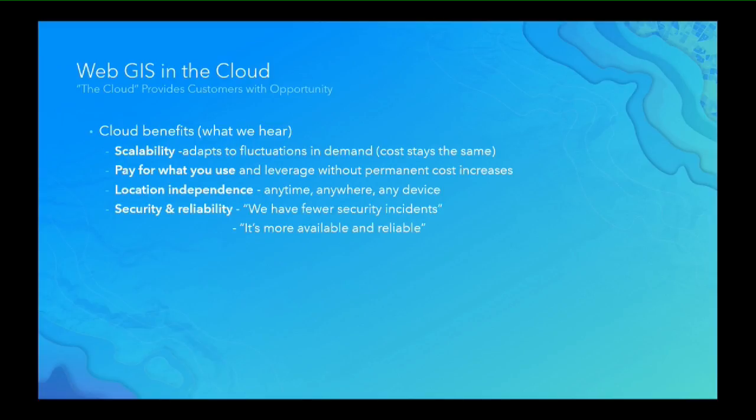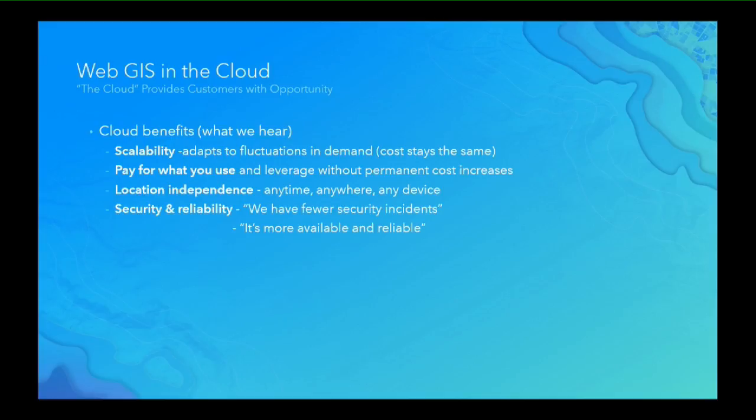So with cloud software, there are actually fewer reported security incidents, and it's generally more available and reliable. We have very little downtime with ArcGIS Online, and additionally with cloud providers. Usually when something does go down, everyone hears about it because Netflix isn't working and people are panicking because there's no TV. But generally there's a lot fewer instances of security problems with cloud software.